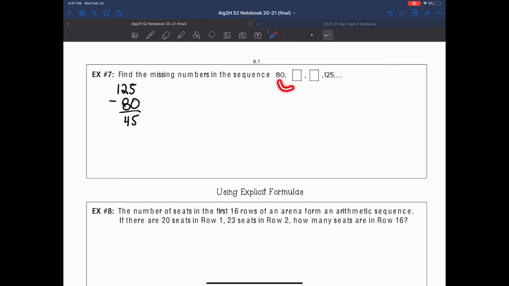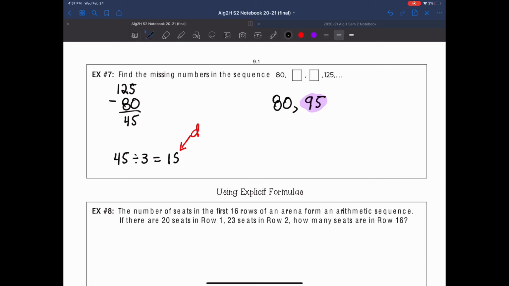Obviously, I have to do 3 separate addition problems here to get each individual term. So let's take that 45 and divide it by 3. 45 divided by 3 gives me 15, so I find that my common difference D is equal to 15. And let's go ahead and fill in the blanks here. So I start with 80, and if I add 15 to 80, my next term is going to be 95, so that's one of the missing values.